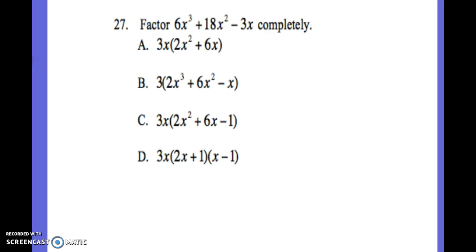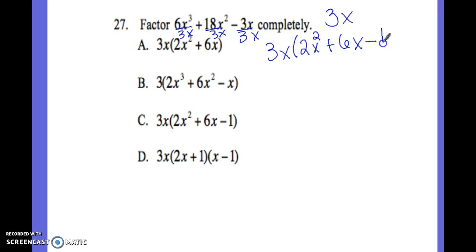For 27, first thing, let's look for a GCF. So my GCF of 6x cubed plus 18x squared plus 3x is going to be 3x. So when I factor out 3x from everything, I get 3x times the quantity, 2x squared plus 6x minus 1.